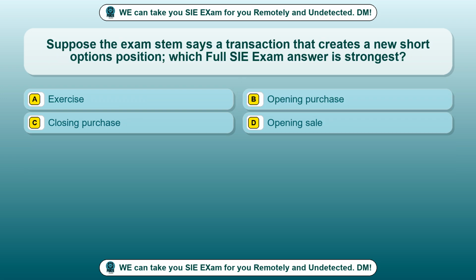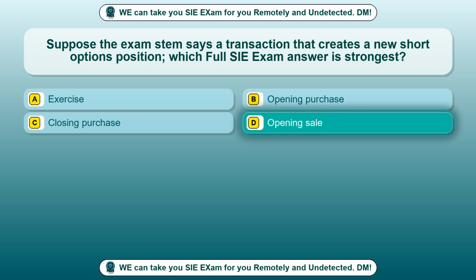Question 32. Suppose the exam stem says a transaction that creates a new short options position. Which full SIE exam answer is strongest? Option A. Exercise. Option B. Opening purchase. Option C. Closing purchase. Option D. Opening sale. The correct answer is option D.